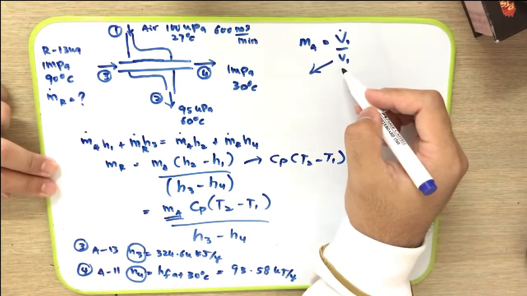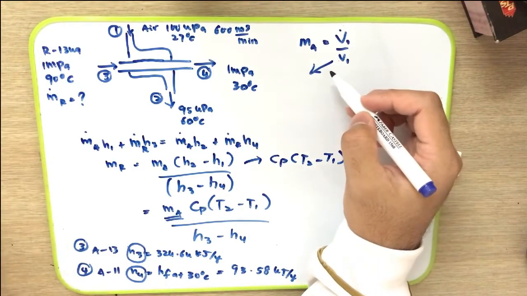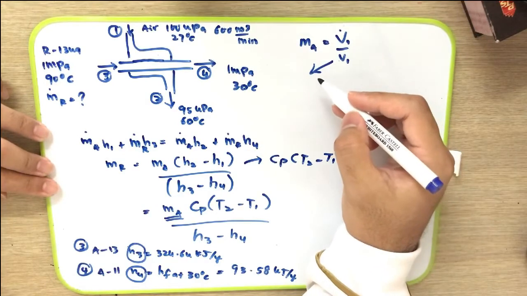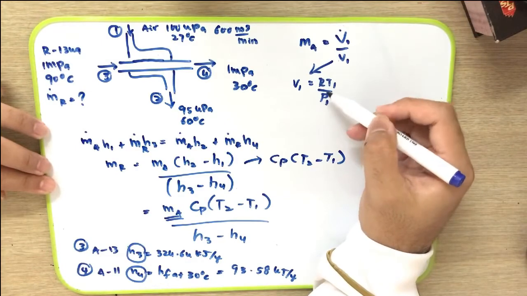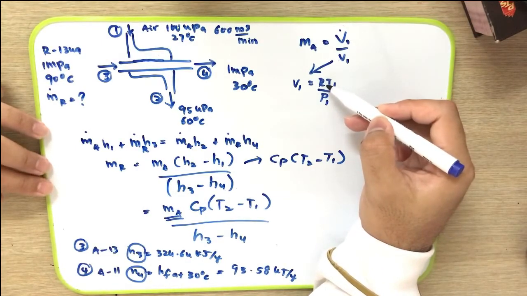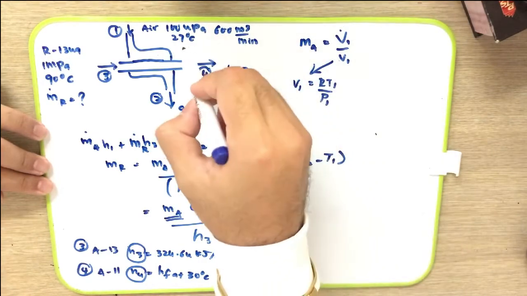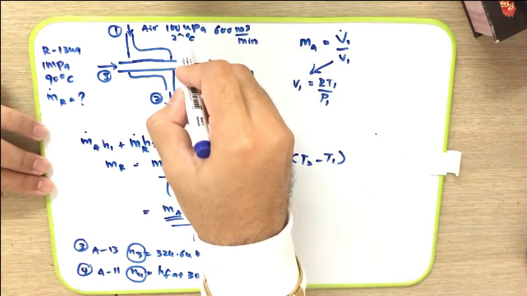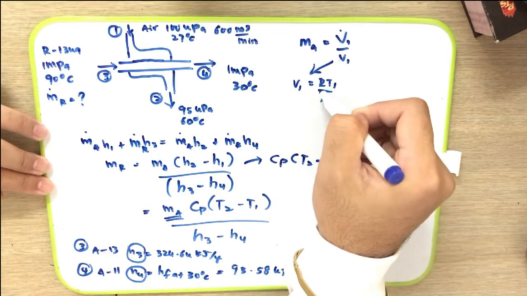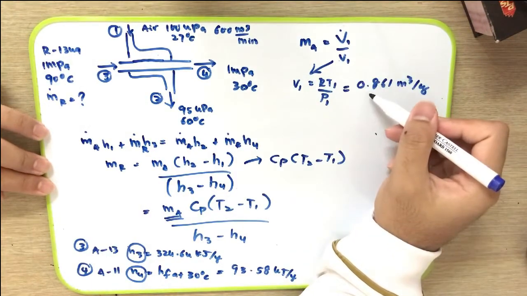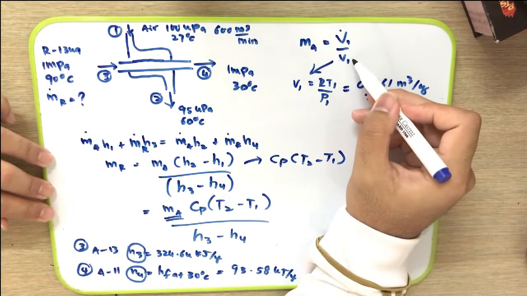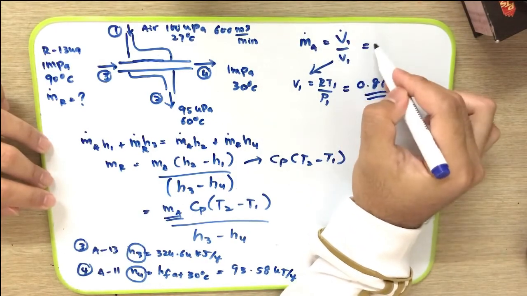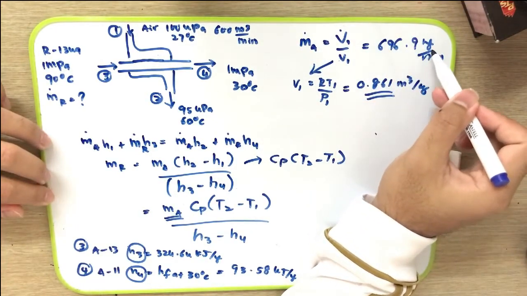So for air, in order to find the specific volume, we can use the ideal gas equation, which is V1 is equal to RT1 over P1. R is the gas constant for air, T1 is 27 degrees C, and P1 is 100 kilopascal. After we substitute inside here, the V1 we will get 0.861 meter cube per kg. We take this value and substitute into this equation, so we will get the mass flow rate for air is equal to 696.9 kg per minute.